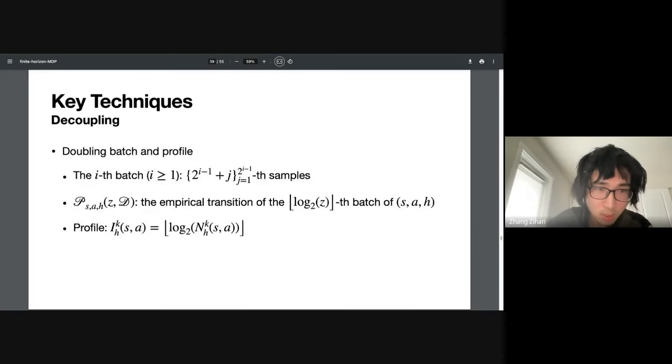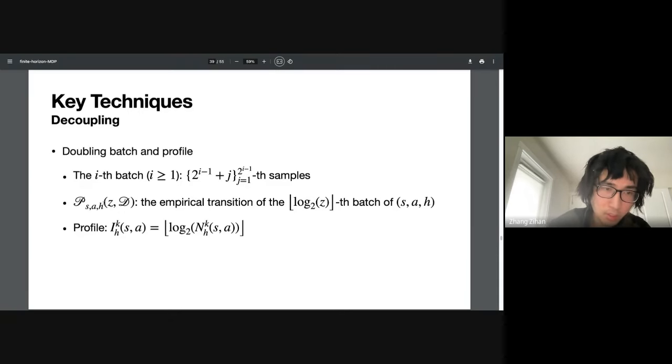So now we turn to another popular choice in online learning, online reinforcement learning, which is a doubling batch. In the example above, the transition and the value function depend on the count n, and n has too many choices. Now we want to make it more simple. In the doubling batch, the data set of a state action horizon triple is divided into consecutive batches. The i-th batch consists of 2^(i-1) plus j samples, where j ranges from 1 to 2^(i-1).